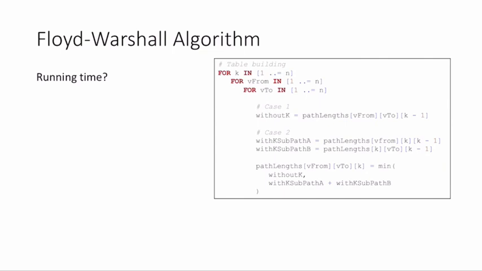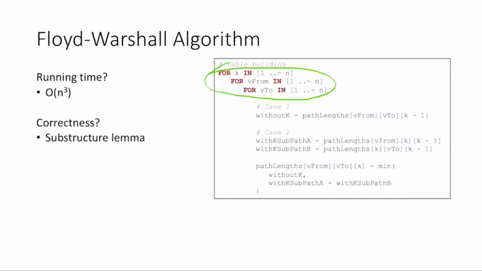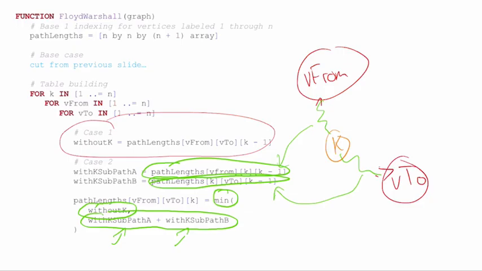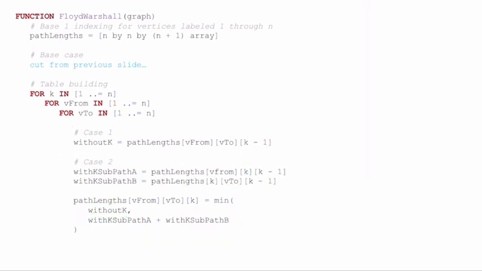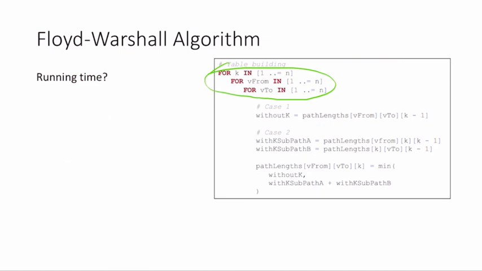What's the running time of this algorithm? Well, we do in fact just loop over n three times, so this is big O of n cubed. How about correctness? Well, we talked about the substructure lemma a little bit, and I'll leave that up as an exercise to you to convince yourself that this part here is true, that these two subpaths are true. And you can look through that using a variety of different ways. I think a proof by induction is particularly useful there.